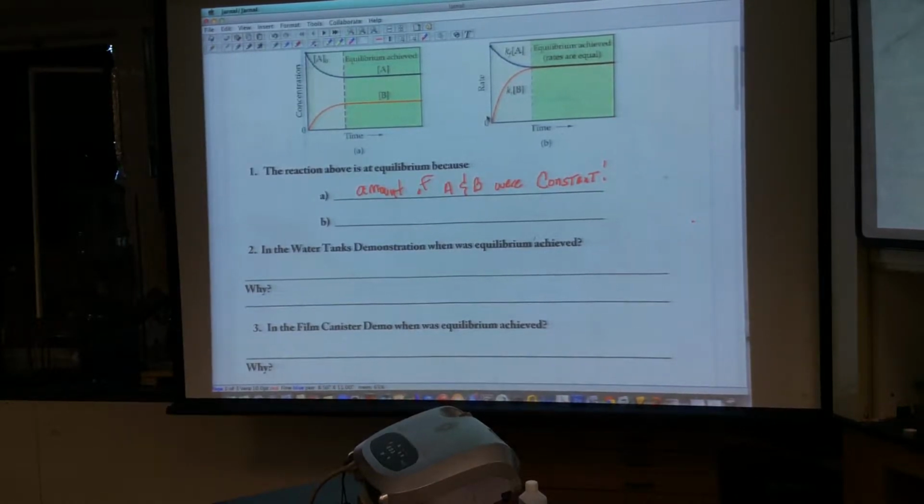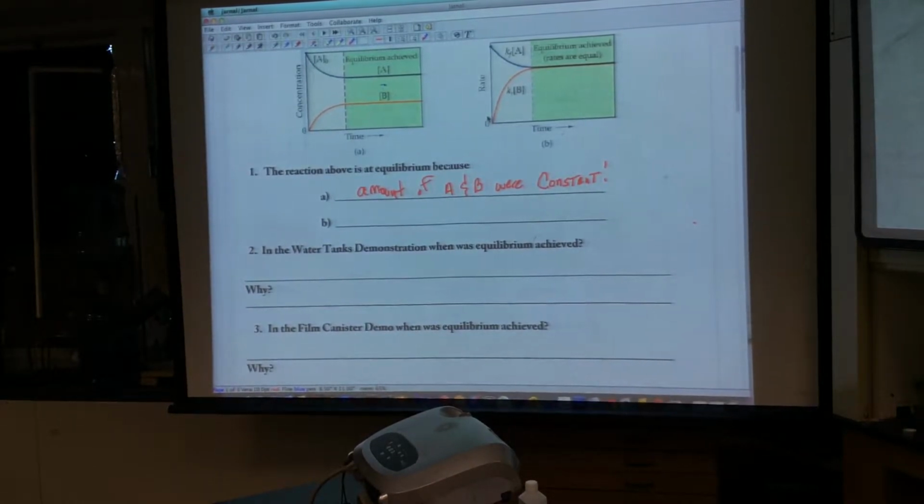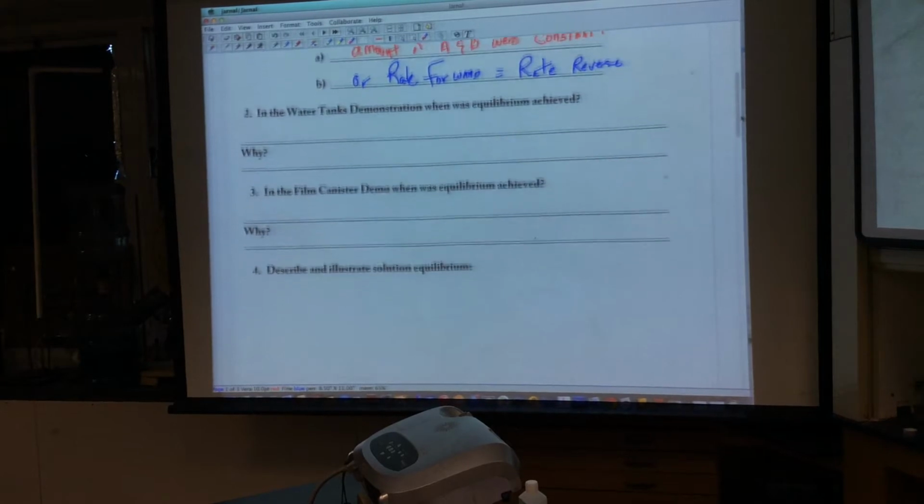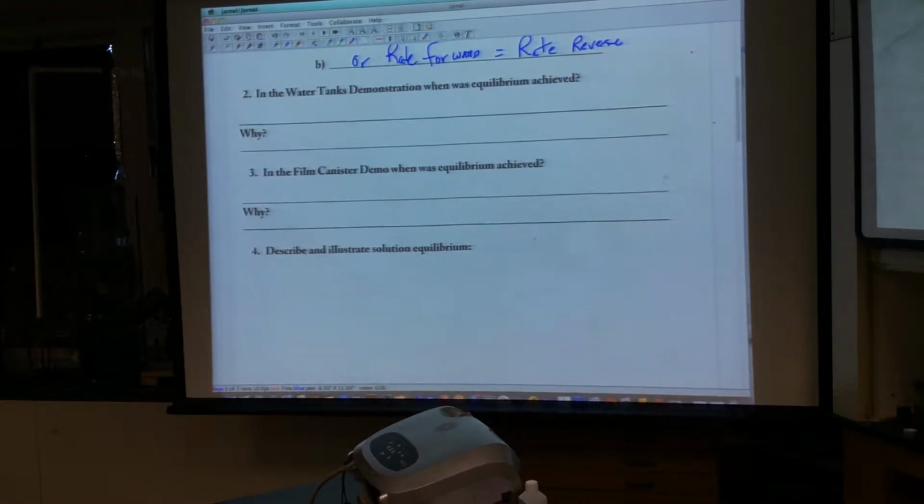So you know you're in equilibrium when the amount of each stays constant, that's the straight line, or the rate of the forward reaction equals the rate of the reverse. Okay. In a water tank demonstration, when was equilibrium achieved?